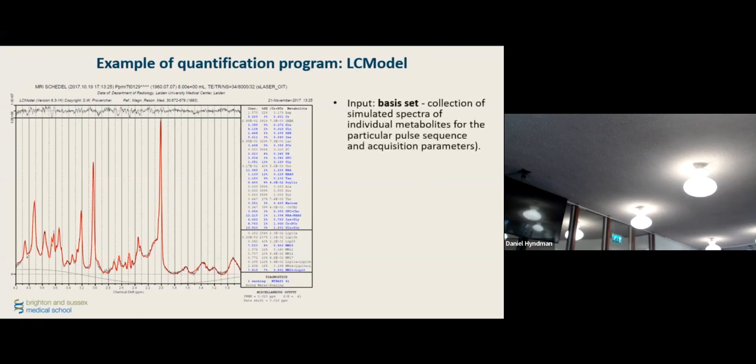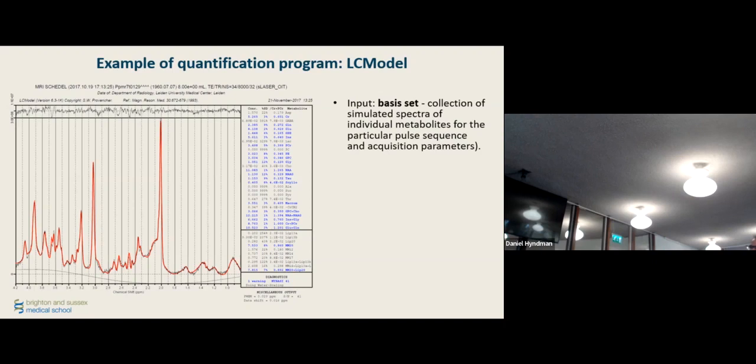As an input, it takes a basis set. This is exactly what I said before. This is the simulated data for each and every metabolite. And then it tries to play with it, stretch one up, stretch one down, move everything up and down, make it a little bit broader, make it a little bit narrower, fuzz it a little bit. Eventually, we get a fit.